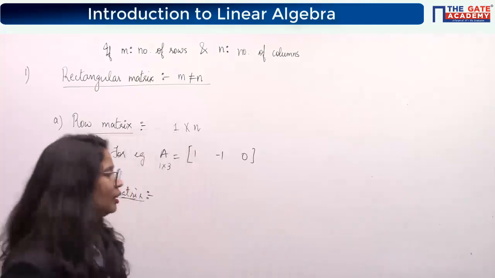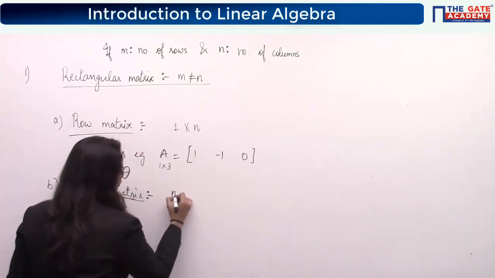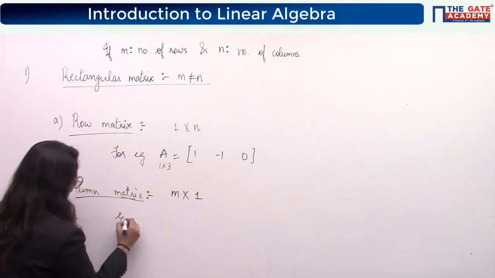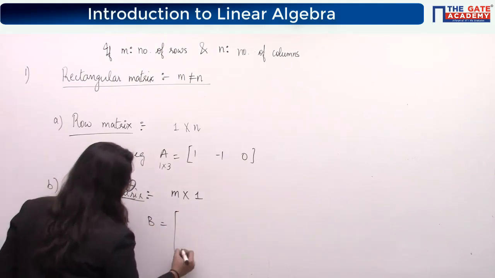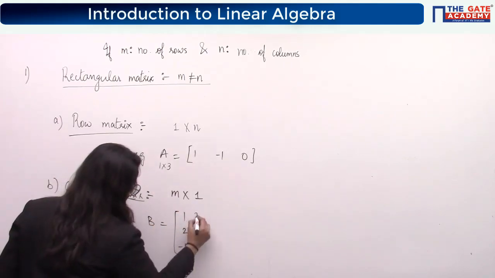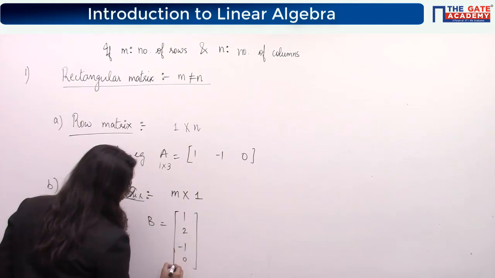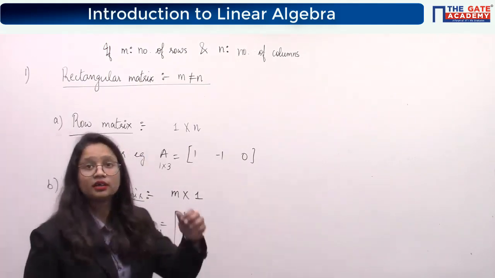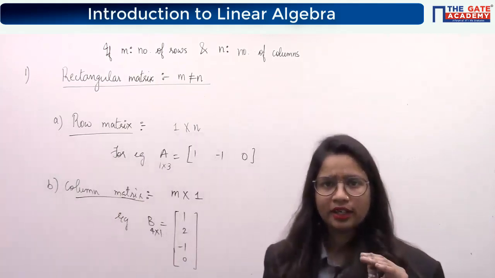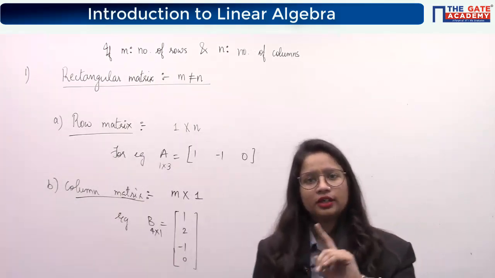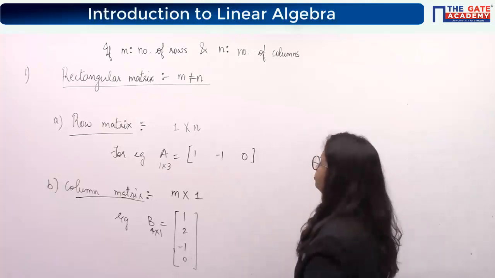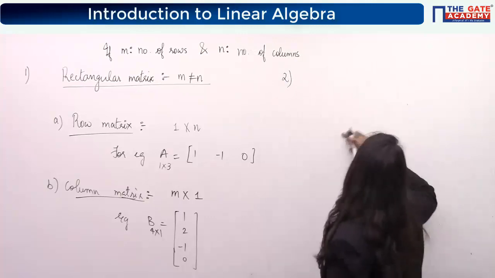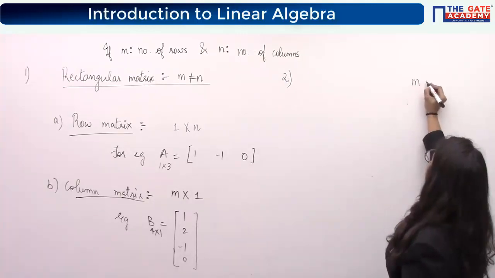Similarly, column matrix is a matrix having only one column. Only one column means its order will be m cross 1. So, if I say example, B matrix, it is a column matrix because it is having only one column and having an order of 4 cross 1. Okay, don't get confused. Row matrix, there should be only one row. Column matrix, it should be only one column. Now come to the next type.